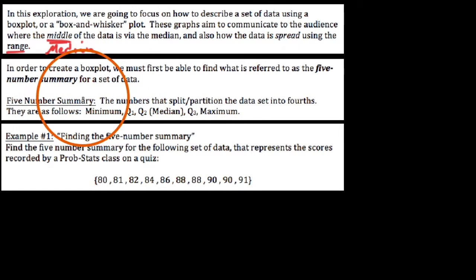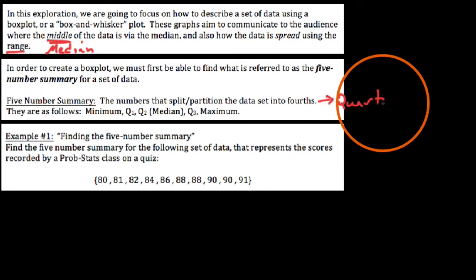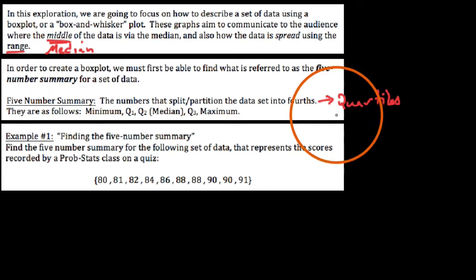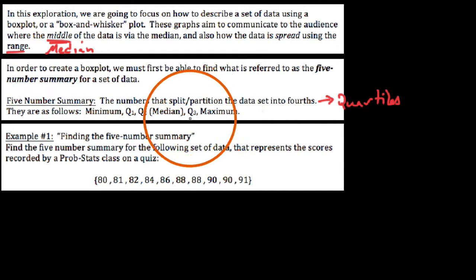According to me, the 5-number summary is the numbers that split or partition the data set into what we call fourths, or another name you'll sometimes hear is quartiles. What quartile your data point lies in when we split the data into fourths. These 5 numbers are as follows. The first number is always going to be the minimum, and the last always the maximum. The middle number, I call this Q2, and I call this the median. Of course the median's in the middle, but why Q2?